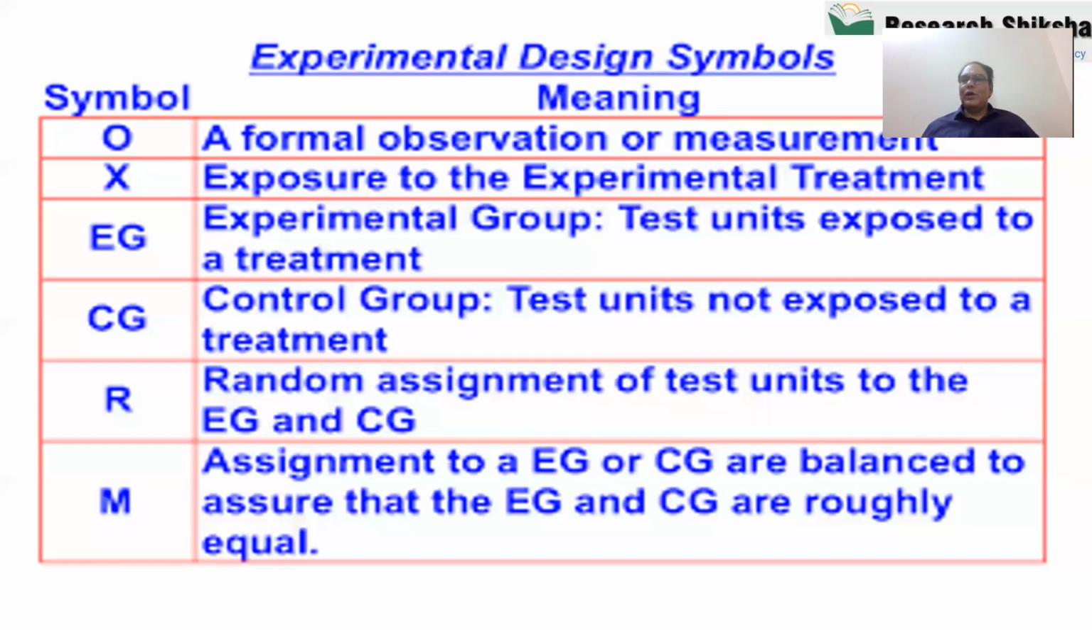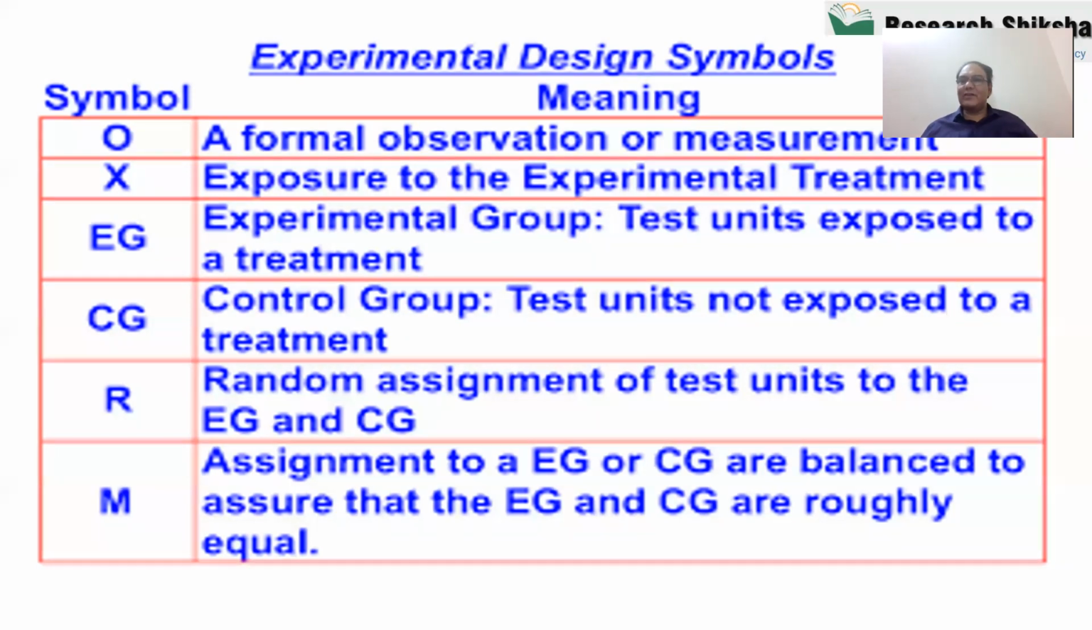First is O. O means measurement. Suppose I am going to measure your height. So I'm measuring something, right? If I am going to measure the fever, if I am going to measure the performance, something which you are measuring is represented by O. Clear? So if you are measuring something, this is represented by O in the experimental design.